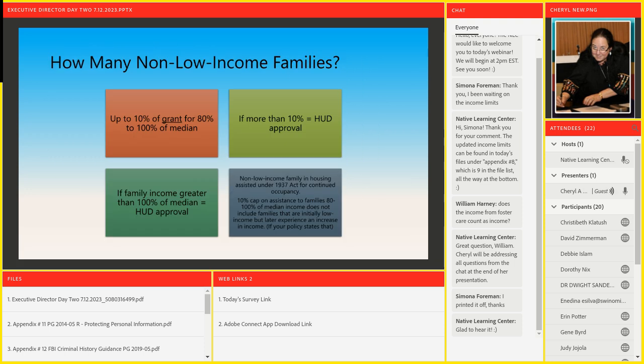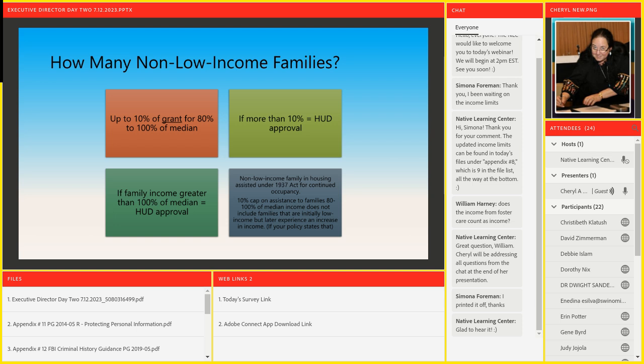If you make that decision that you want to help them, you can utilize up to 10% of your grant for families that fall between 80 and 100% of median income. You have to list that activity in your Indian housing plan, okay? Should you go over that 10%, you need HUD's approval up front. So if more than 10%, you need HUD approval.